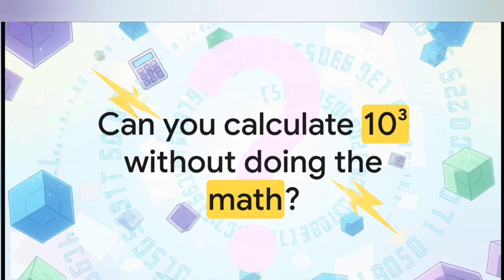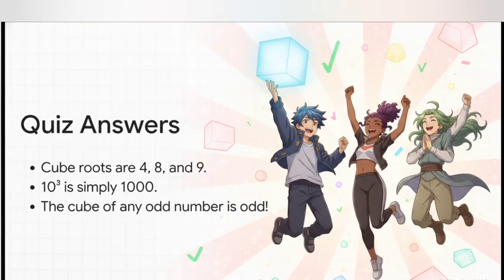Okay, here is the final rapid-fire round with levels 3, 4, and 5. Level 3. Quickly, what are the cube roots of 64, 512, and 729? Level 4, can you instantly tell me what 10 cubed is without using a calculator? And level 5, a conceptual true or false. The cube of any odd number is even. Lock in your answers. Amazing job if you got these.